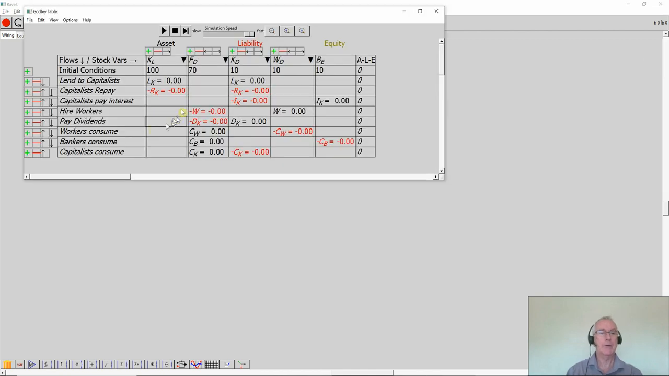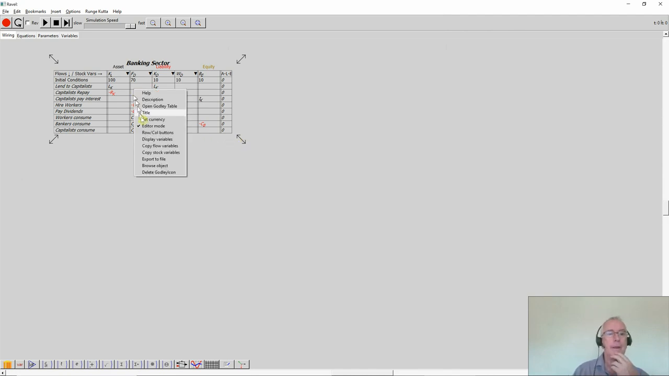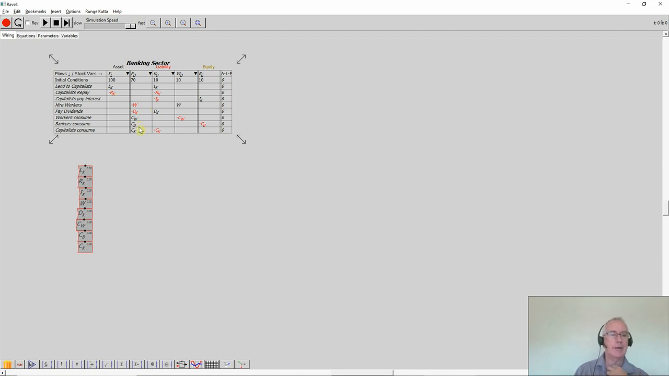Now what I've got to do is say, well, that's what the actual flows look like. What happens with the monetary turnover? Does this describe a viable economy? To do that, I need to take the variables, the flow variables. These are all the elements: new loans to capitalists, repayment by capitalists, interest payment by capitalists, wages, dividends, consumption by workers, consumption by bankers, consumption by capitalists. That's all of those.